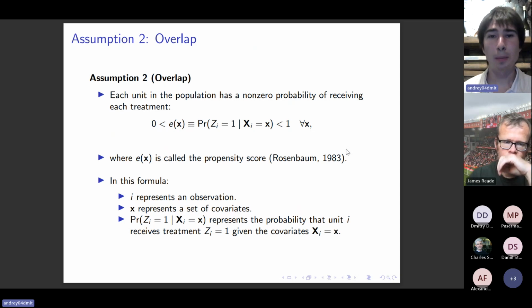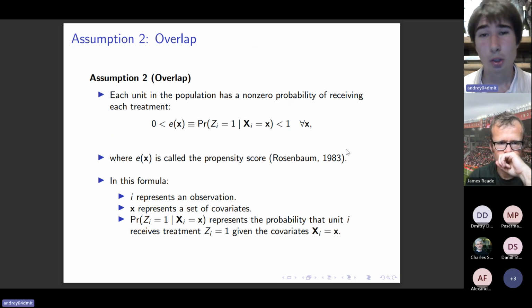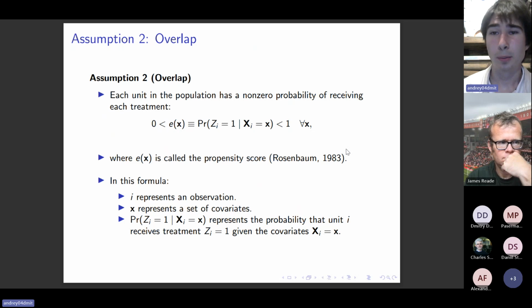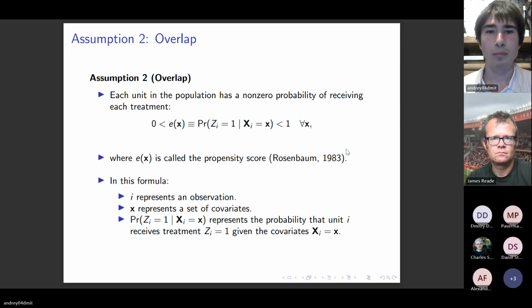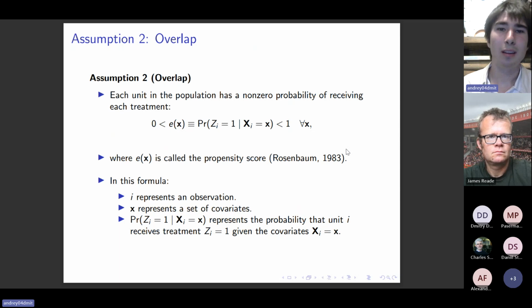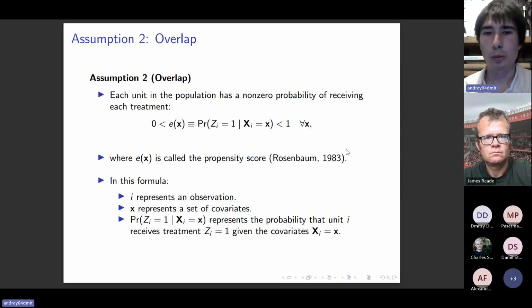The second assumption is overlap. Each unit in the population has a non-zero probability of receiving each treatment. So in our case, each treatment is scoring a decisive goal or scoring a non-decisive goal. This definition was proposed by Rosenbaum, of the propensity score.